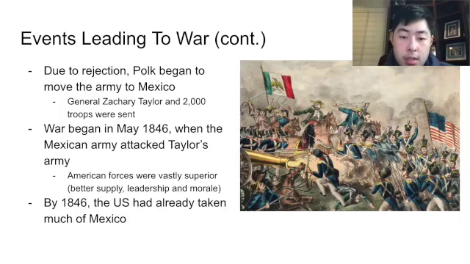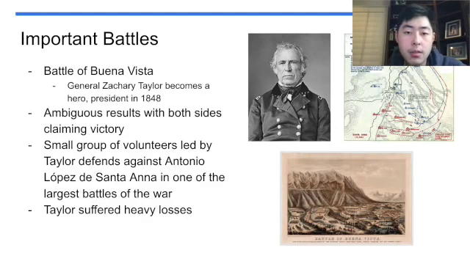By 1846, the U.S. had already taken much of Mexico. The Battle of Buena Vista was one of the most famous battles in the Mexican-American War and took place from February 22nd to 23rd, 1847. The outcome of the battle was ambiguous, with both sides claiming victory.